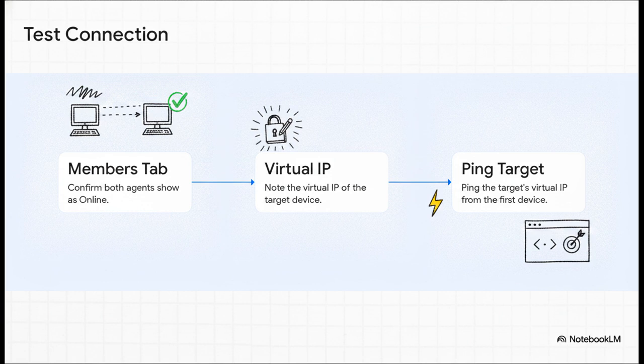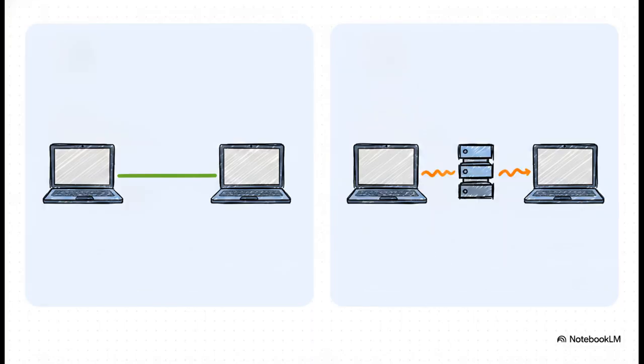Once they're online, grab the virtual IP of your target device. Pop open the command line on your first machine and fire off a ping to that virtual IP. If you get a ping reply, congratulations, your encrypted mesh tunnel is fully operational. But to really see what's happening under the hood, check out the Network's Peers tab. If you see a green direct status, you nailed a true peer-to-peer tunnel. If it's an orange relay status, traffic is bouncing through a relay because one of the networks has a strict NAT. Either way, it works, and your encrypted tunnel is securely passing traffic.